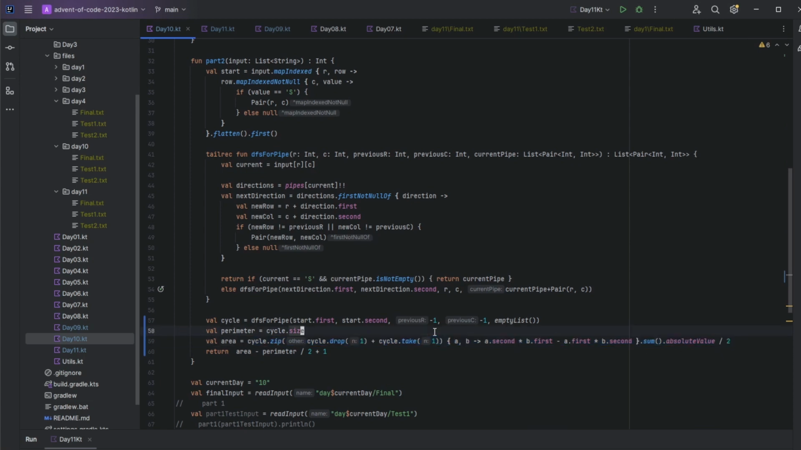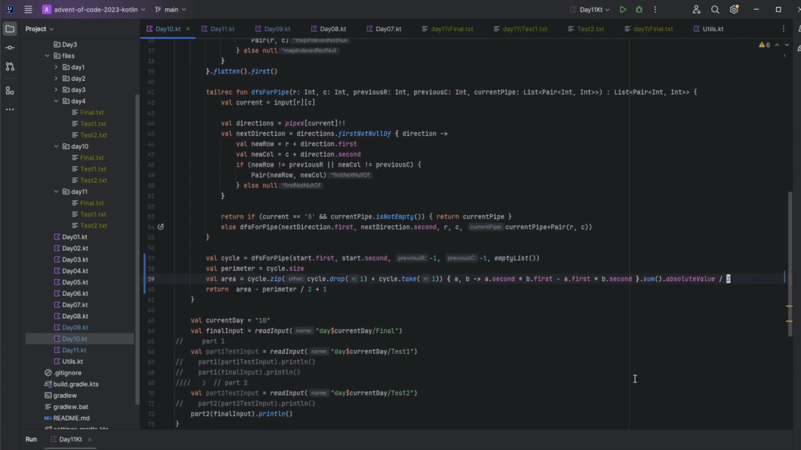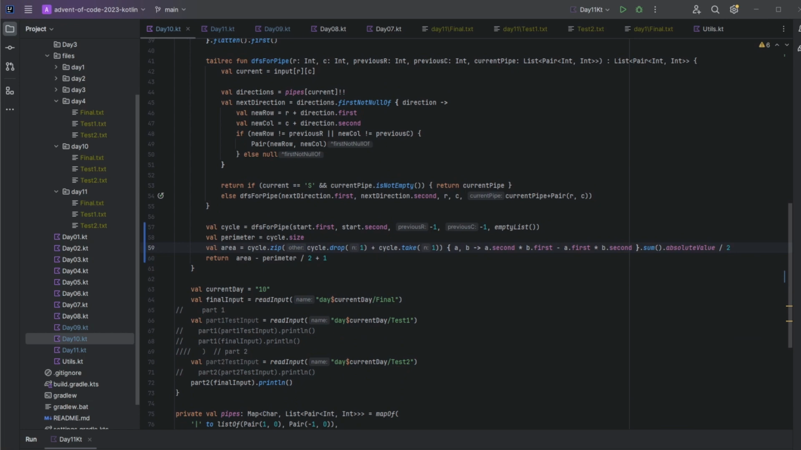It's kind of magic. I went through the pipe and got all the values of all the points that are on the pipe, and then I chucked that into this formula, and it did all the heavy lifting. So truly a magical man.